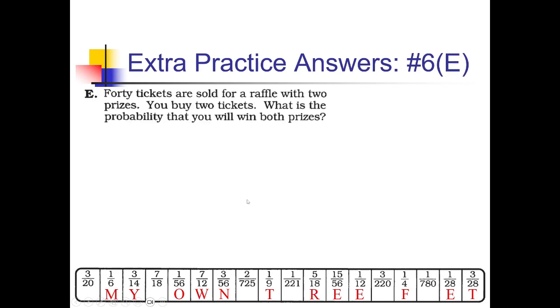Now we've got a couple of word problems for number 6. 40 tickets sold for a raffle with 2 prizes. You buy 2 tickets. We want the probability that you will win both prizes. That's an R. All right, so this is going to be dependent events.